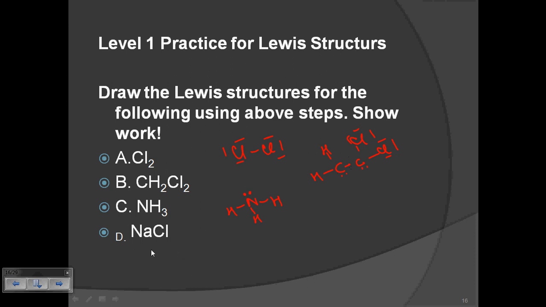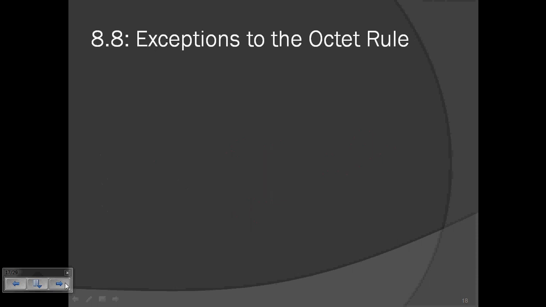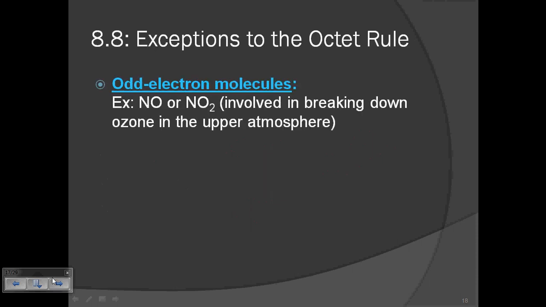And then NaCl is an ionic compound, and you can draw it. And these are some more. Now there are exceptions to the octet rule. Remember, the first exception you've got to remember is hydrogen and helium are happy with 2, beryllium is happy with 4, and boron is happy with 6. So remember that.